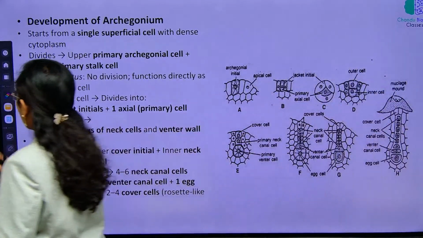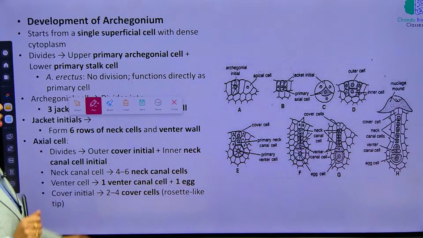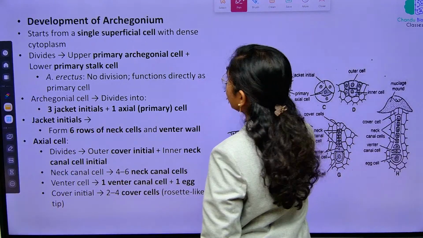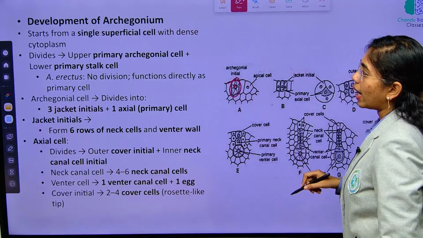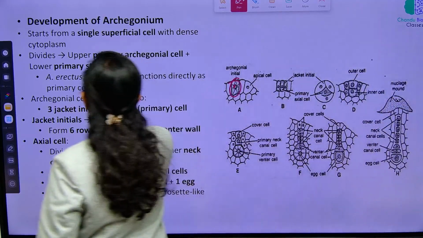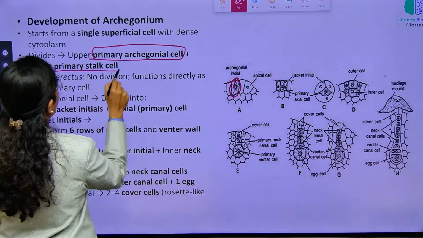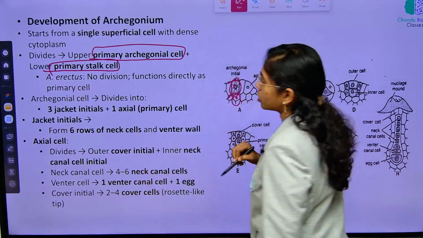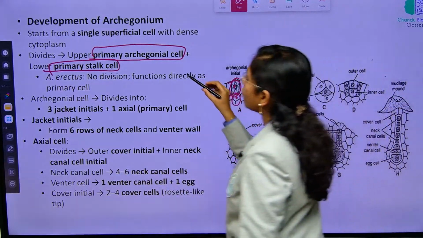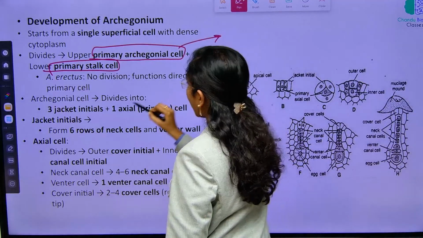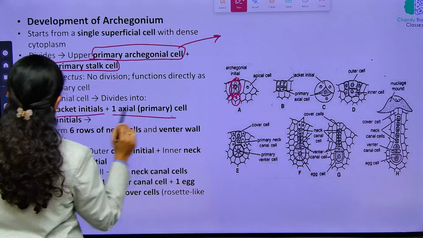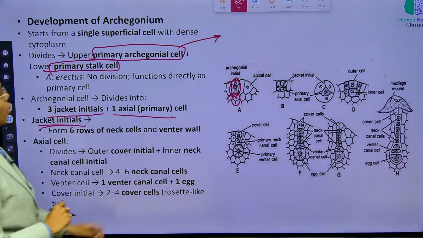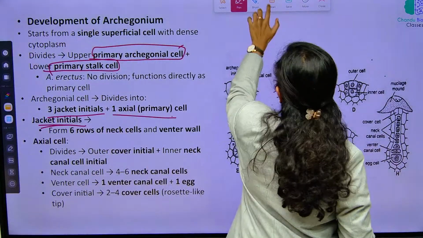Same here, like how in antheridia one superficial cell undergoes divisions, here also the same pattern will happen. One superficial cell, the archegonial initial, will divide and form an upper archegonial cell and a lower primary stalk cell. Okay, the upper archegonial cell and lower primary stalk cell will be formed. The archegonial cell will further divide and form 3 jacket initials and 1 axial primary cell. Here, how many jacket initials are present and what do they form? Look at here carefully. I will give you a clear flow chart.